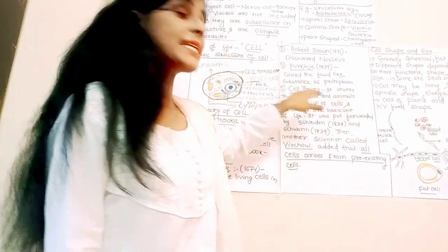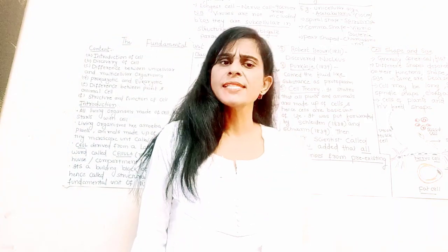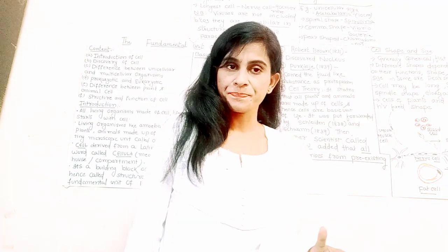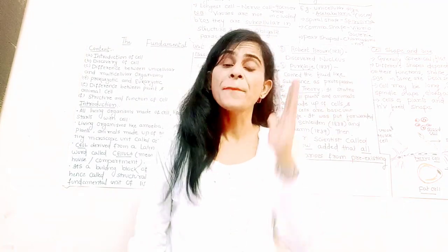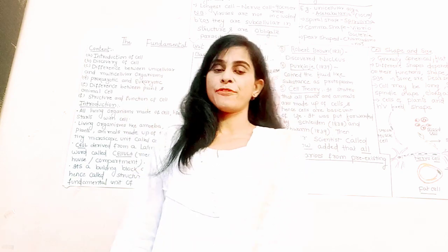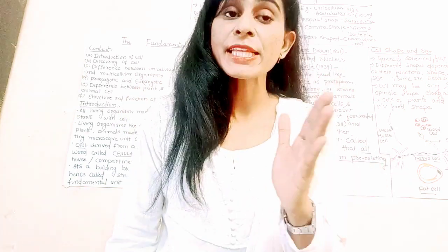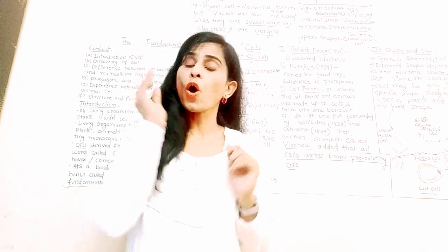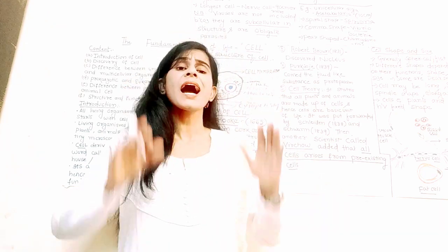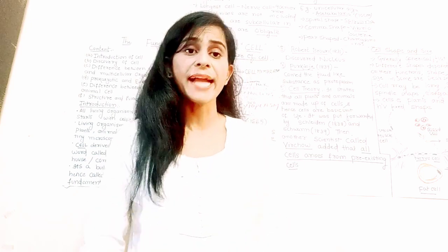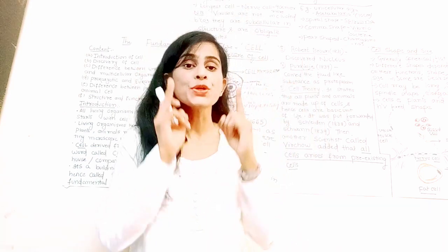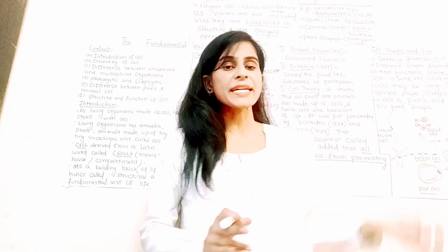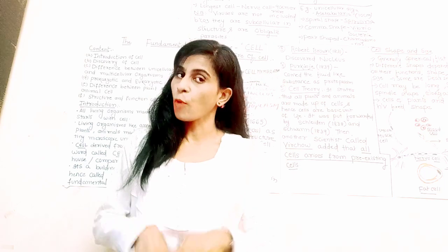So cell theory states that all plants and all animals are made up of cells only. The cell is considered the basic unit of life, because it performs all the metabolic functions of our body, guys.